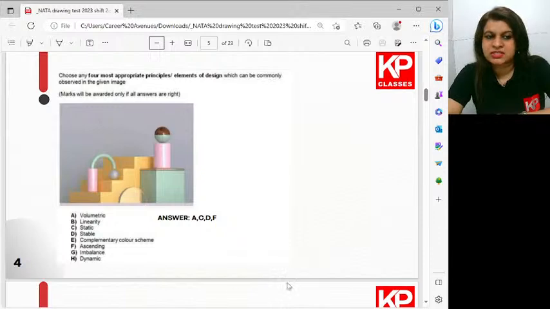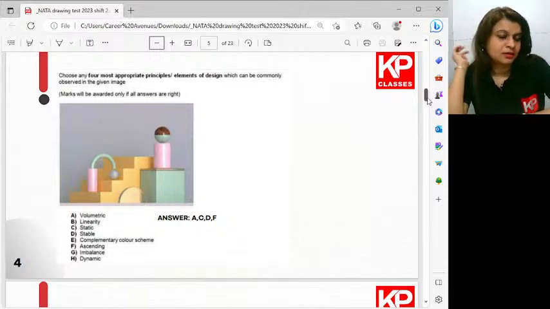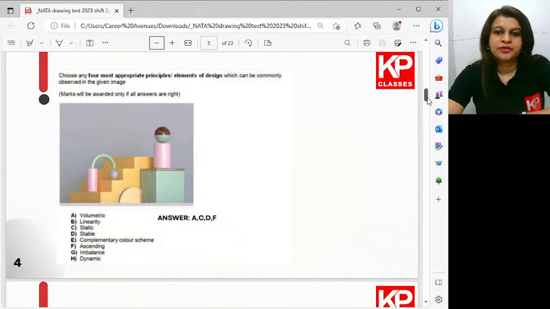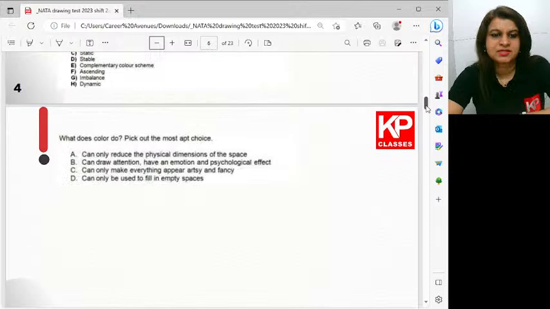Dynamic, we won't say it's dynamic because it's already static, it's not moving. So we cannot have two completely opposite principles over here. So to sum it up, it's volumetric, okay, static, stable, as well as ascending. So these are the principles that we can very strongly see in this particular image.